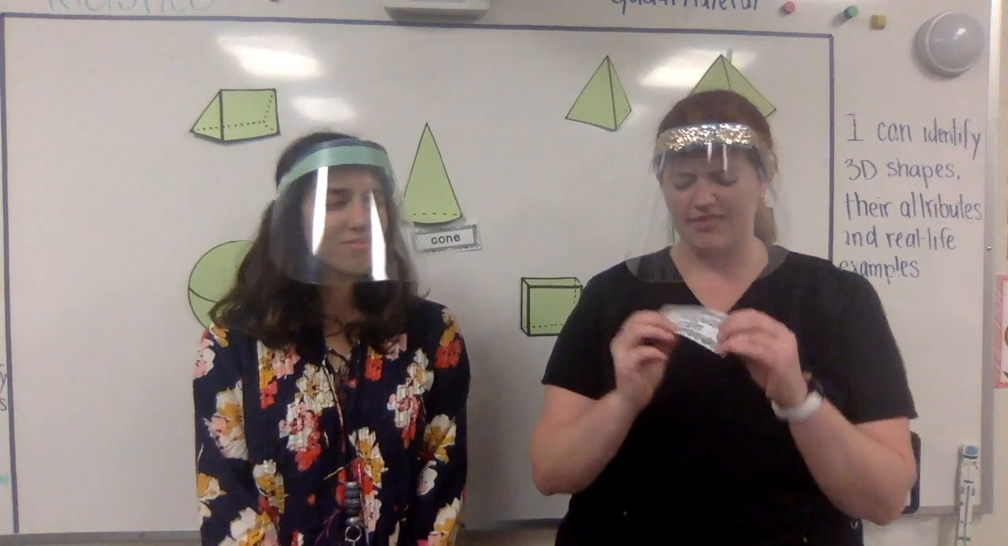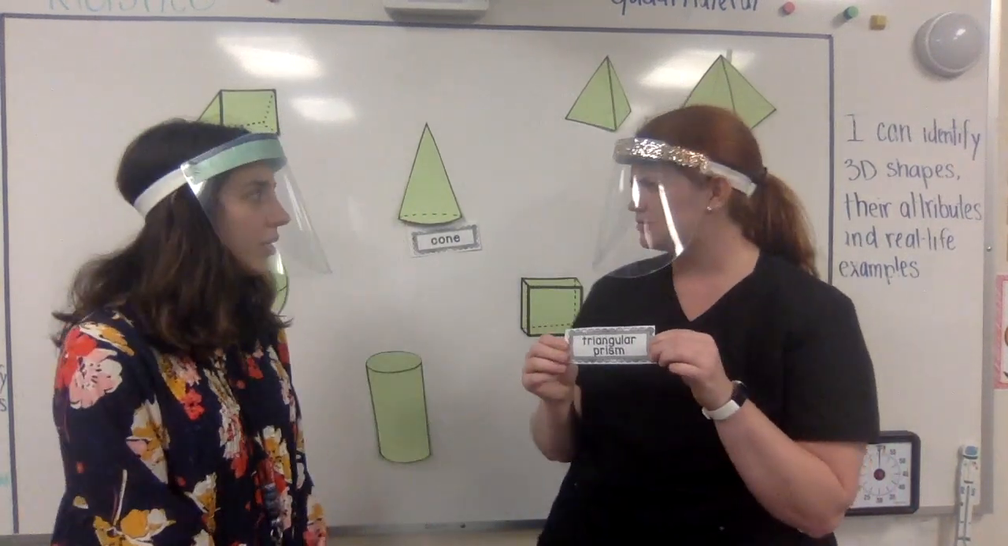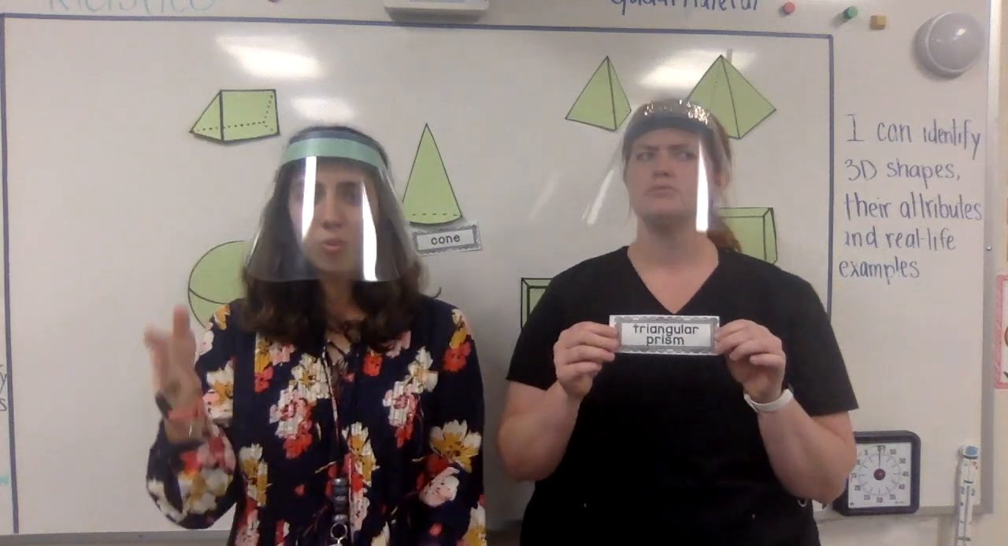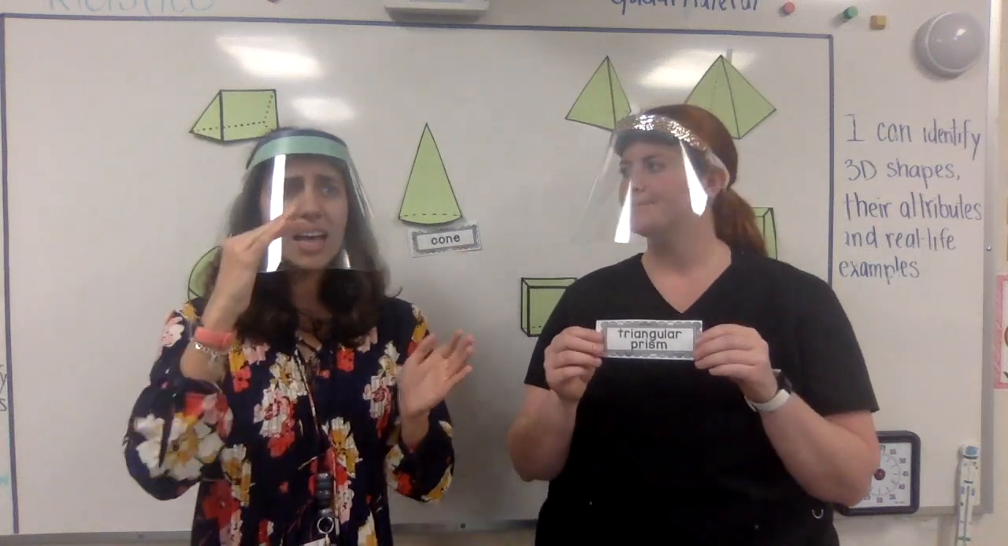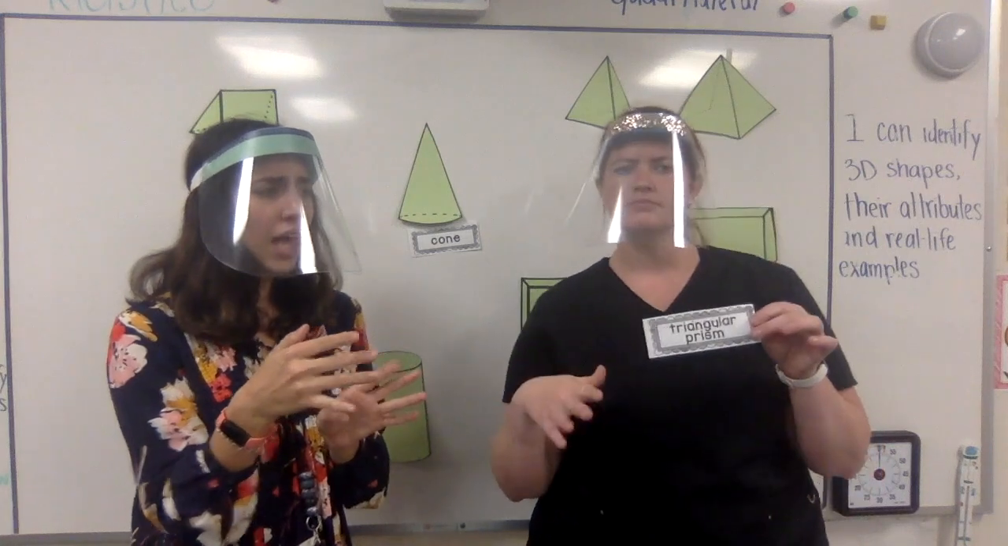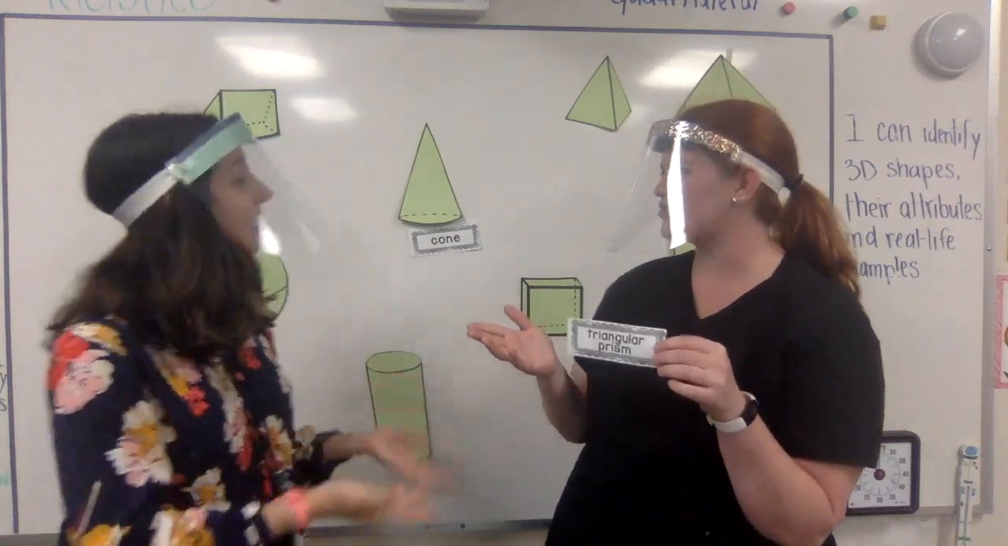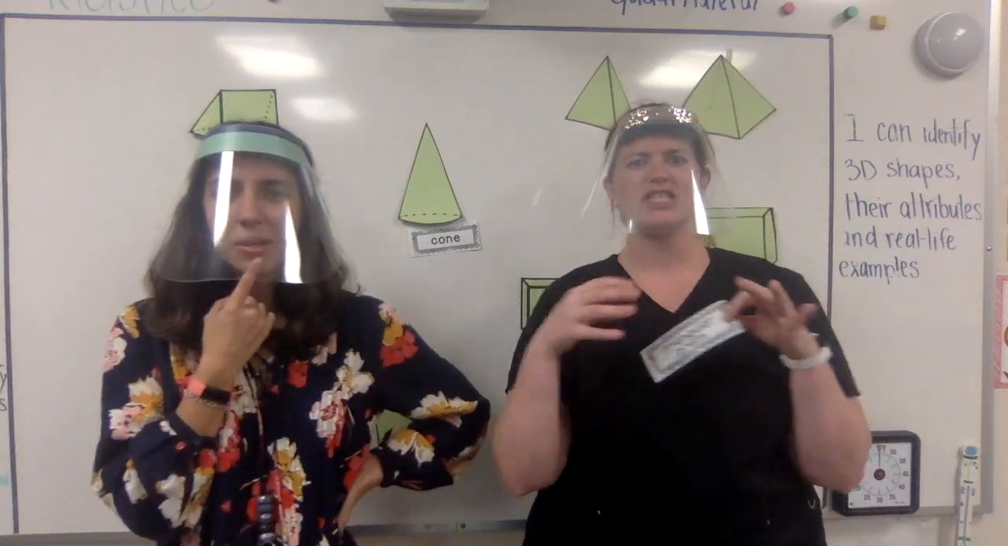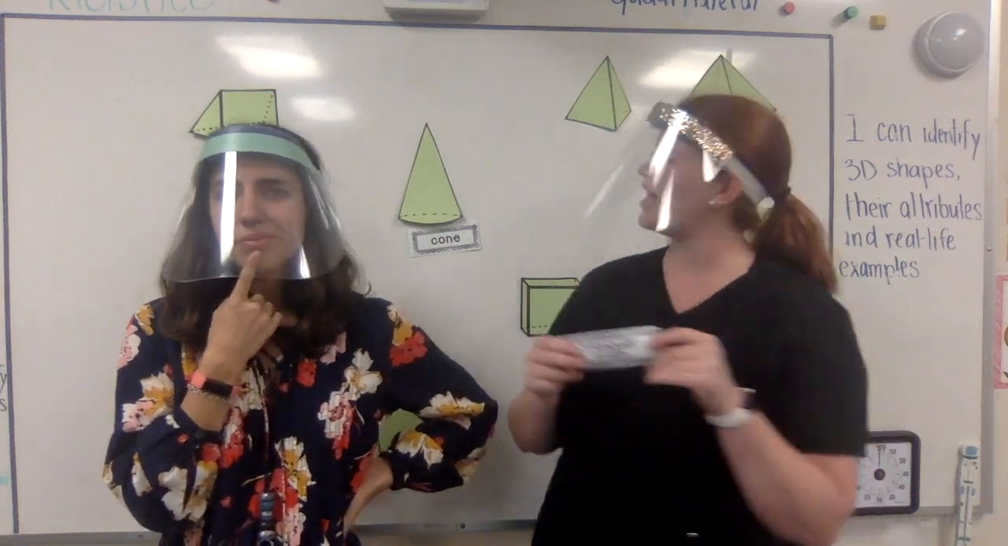I'm looking for the triangular prism. Ooh, I remember a triangular prism has those two triangle faces, and then it has some more rectangle faces. And it kind of looks like a tent, right? Okay, so triangular prism, it's long, it has some triangles, and it also has some rectangles.